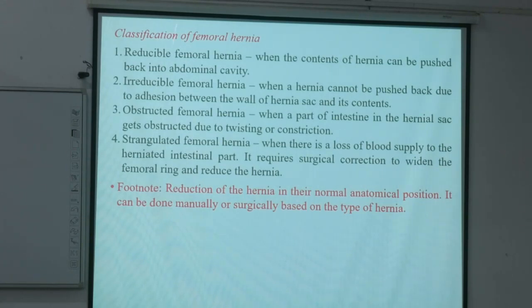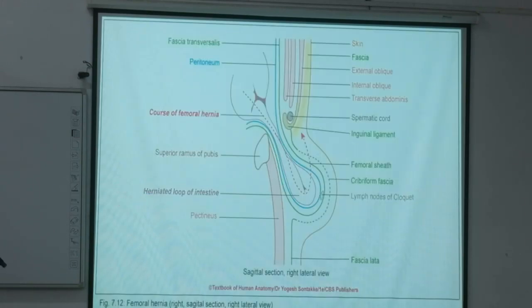So these are the four types of femoral hernia. Reduction of the hernia to its normal anatomical position is important, and it can be done manually or surgically based on the type of hernia. Generally, obstructed and strangulated are severe cases and are corrected surgically, and reducible and irreducible can be reduced manually.